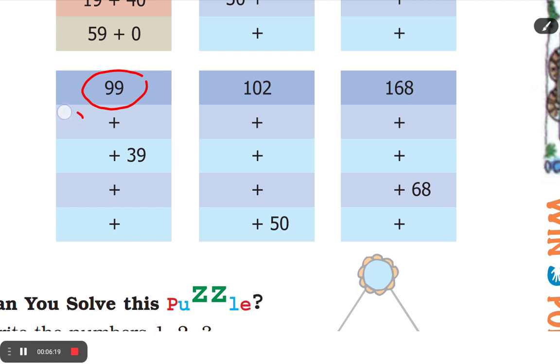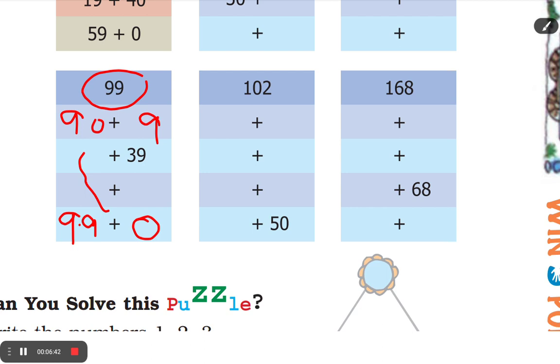Yes, 90 plus 9. And the next form is simply 99. Any number plus 0 gives you the same number. If you add 0 to any number, you will get the same number. So how can you write this? 99 plus 0 is 99. And the remaining two you have to think of on your own.